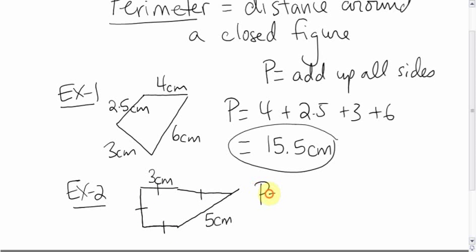So if that's 3, that means that's 3, and that's 3. So to do the perimeter, you could just say 3 plus 3 plus 3 plus 3 plus 5, or a quicker way would be to say 3 centimeters times 4 plus 5. And in that case, you would add it all up. 12 plus 5, 17 centimeters. Done.